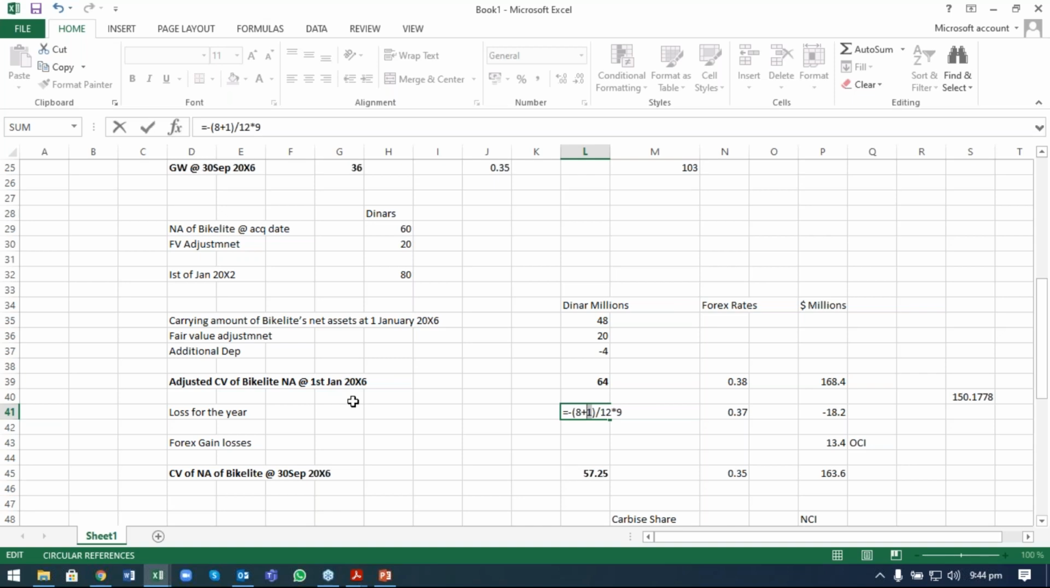So the total loss for the whole year, if the subsidiary remained with the parent, would become 9 million. Is it clear? So if the total is 9 million, then we have to proportionate it for the 9 months. So the loss associated is 6.75 million. Now is it clear, or is there still confusion?